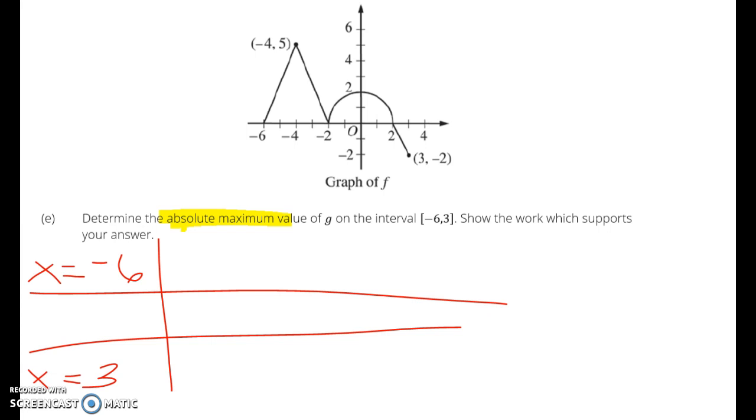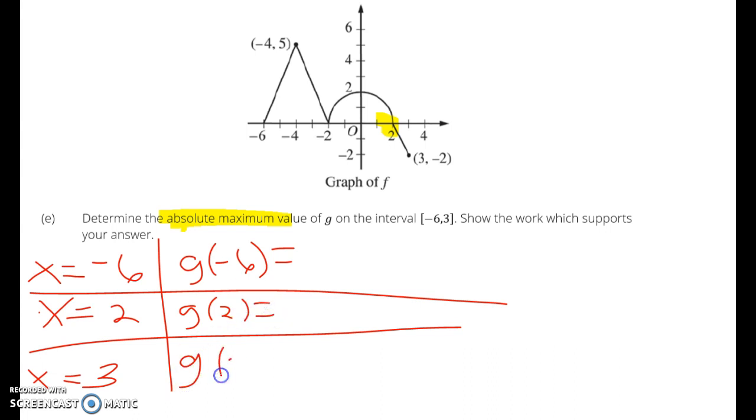I have two roots according to this graph, but the only one that's relevant is over here at +2, since that's where our relative maximum occurred. At -2, there was no max or min, so I'm not going to include that in my table. So from here, I just need to identify the values of the function at these three places. So I've got g of -6, g of 2, and g of 3, which need to be computed.